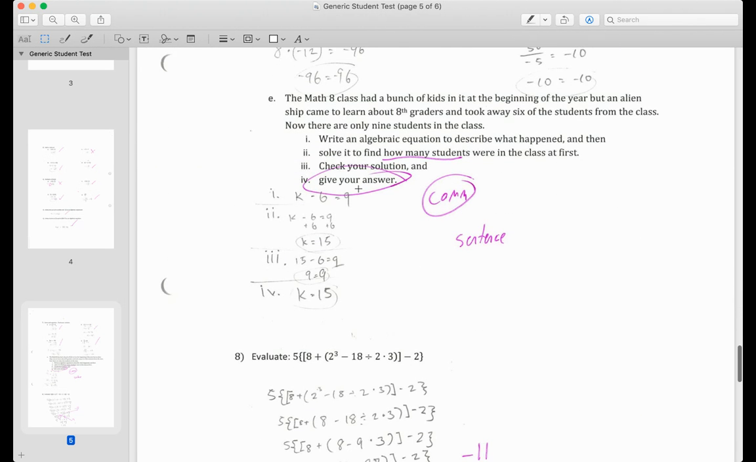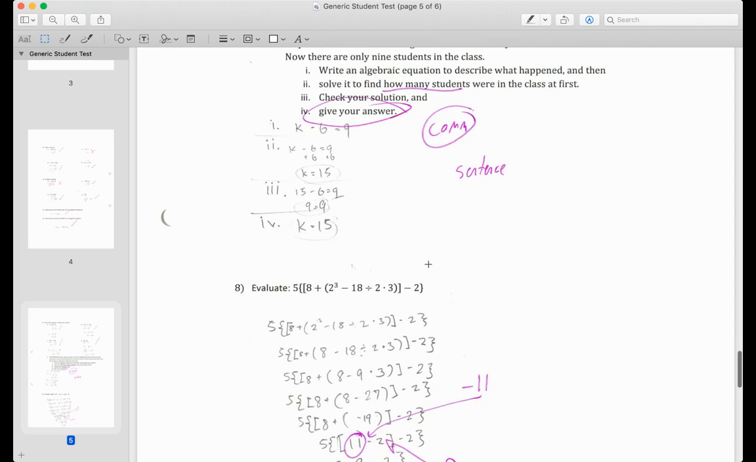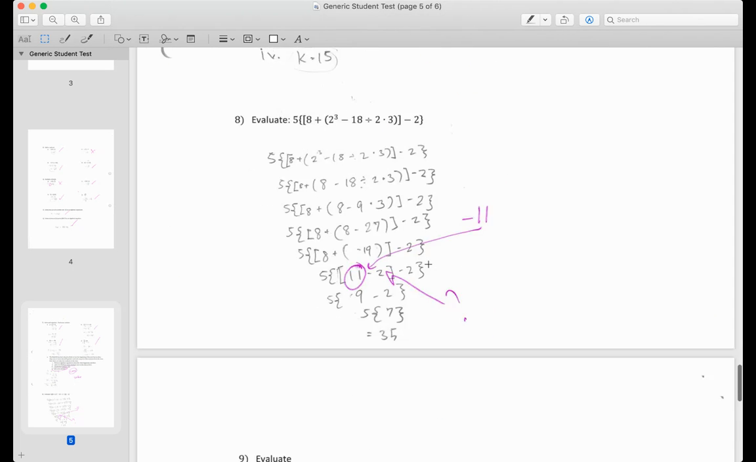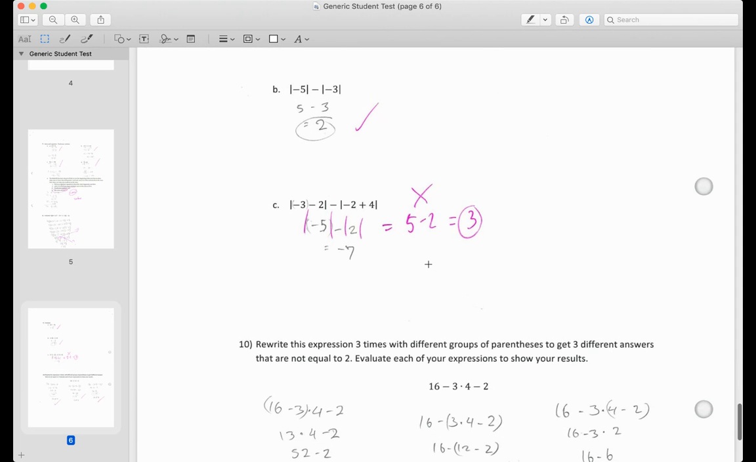In this particular case, when you are going to give your answer, the question was, how many students were in the class at first? If you give me your answer as K is 15, you're like, what does that mean? What's K? So when you give your answer and someone asks you how many students there were, you say, hey, there were 15 students. Write a sentence out. Make it good communication so that you're telling me what's going on here. Okay, and I think that's basically it.